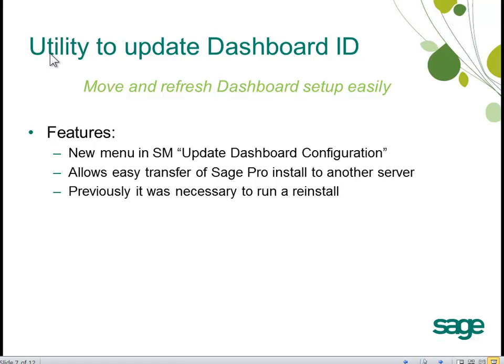Some new things. We do have a new utility to update the dashboard ID and configuration. One of the problems is you could not easily move Sage Pro from one server to another. It actually required a reinstall to do this because you had to update the dashboard configuration. You now have a new utility in System Manager to update the dashboard configuration, and it allows easy transfer of the Sage Pro install to another server. Again, previously, you had to run a reinstall of the system.